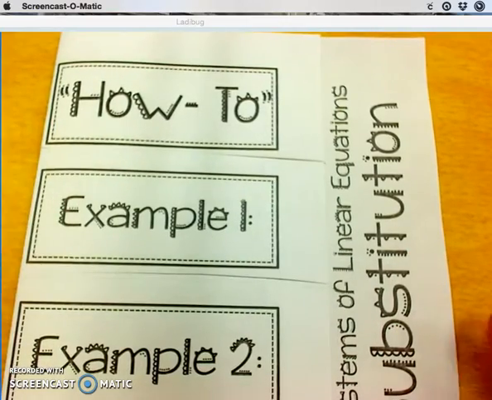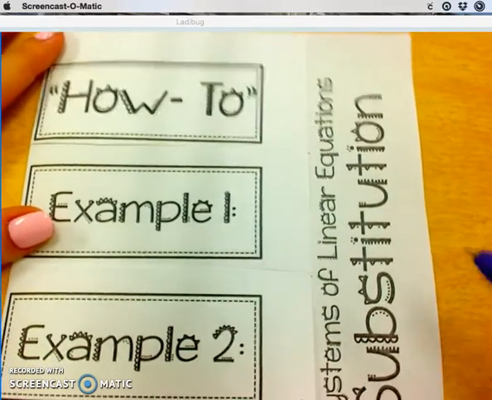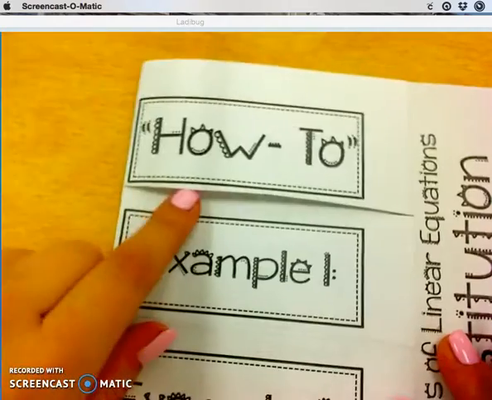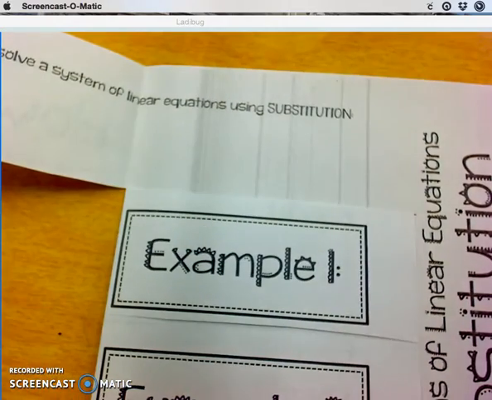This lesson is on solving systems of equations using substitution. The first thing that we're going to do is write out our how-to. So we're going to write our directions.